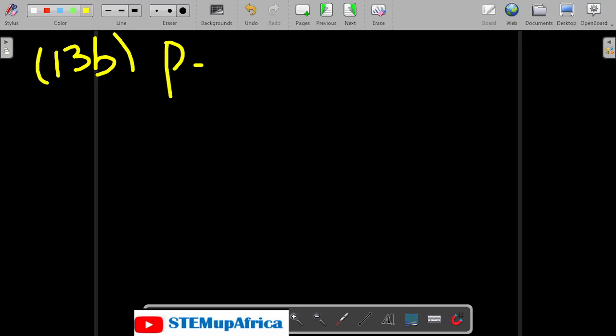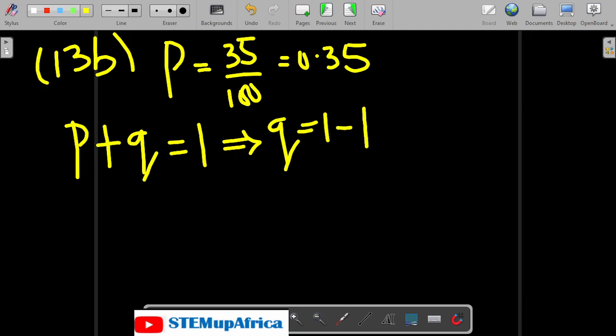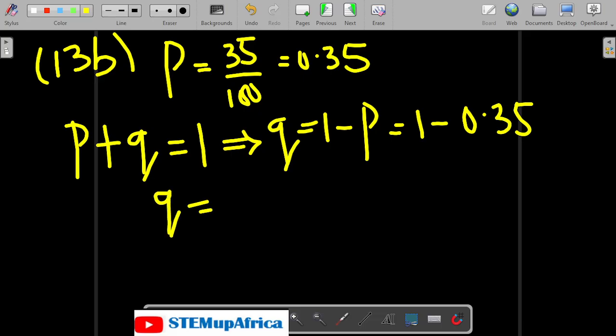Success probability of P now is simply 35 over 100. That will give us 0.35, that is succeeded to be defective. Then we know that success plus failure is 1. This implies that the failure is simply 1 minus success. So I'm having 1 minus 0.35. So my Q now, which is the failure, will give me 0.65.